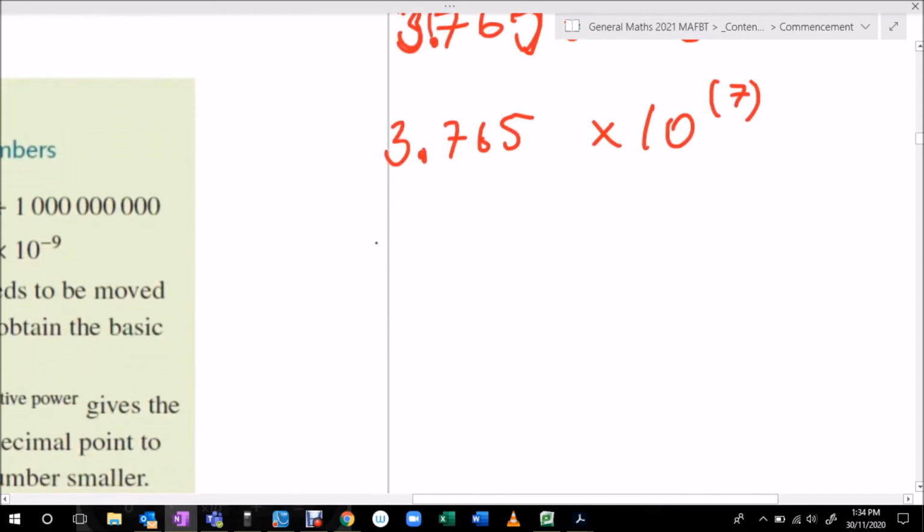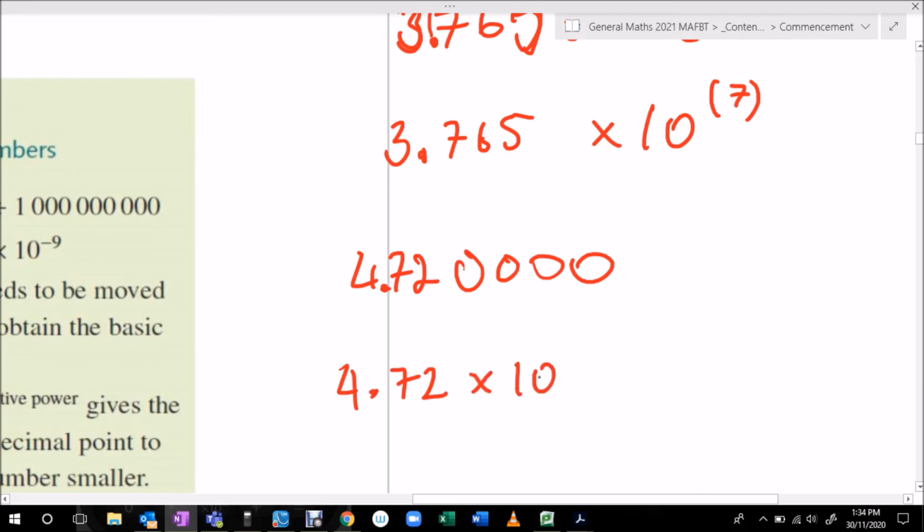Let's try another one. Let's go 4,720,000. For this, put your decimal point right there after that first number. So it's going to be 4.72 times 10. Again, the power will depend on how many times you move that decimal. So 1, 2, 3, 4, 5, 6. So to the power of 6.